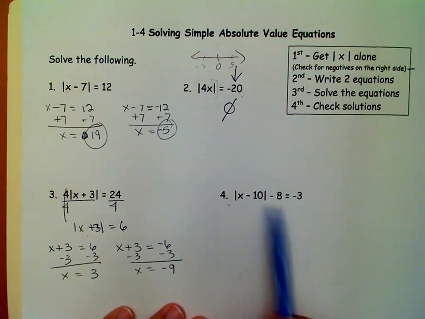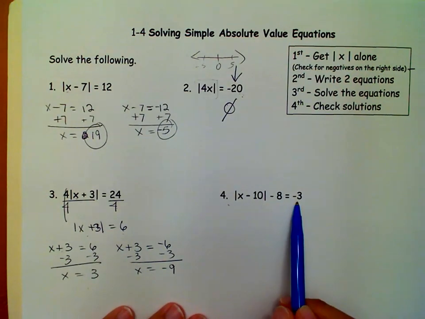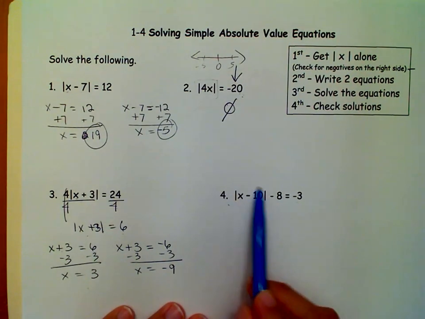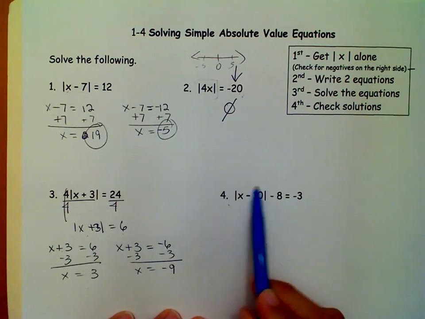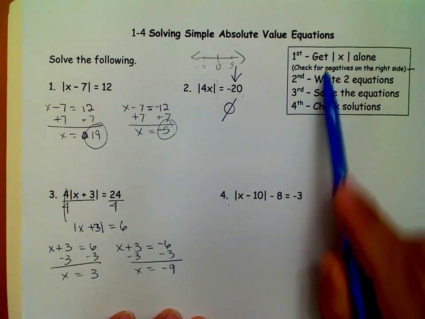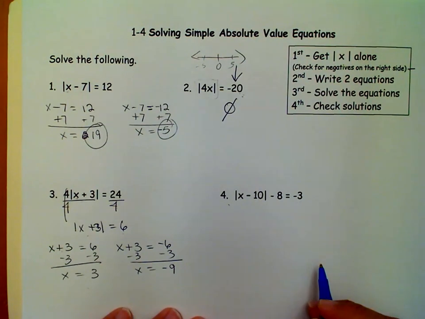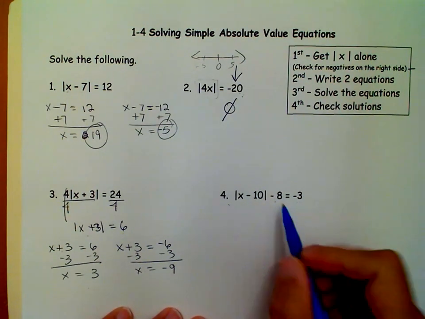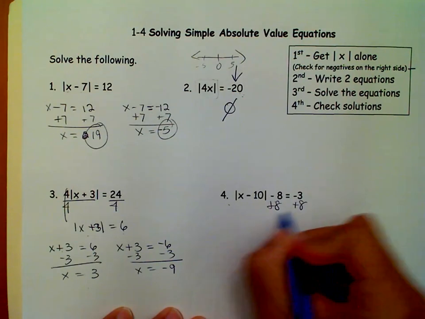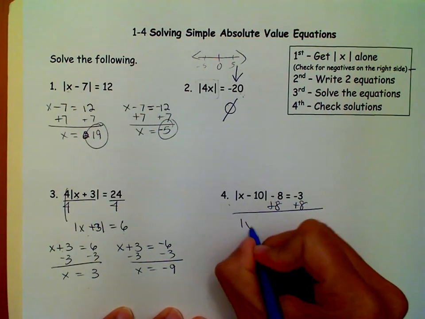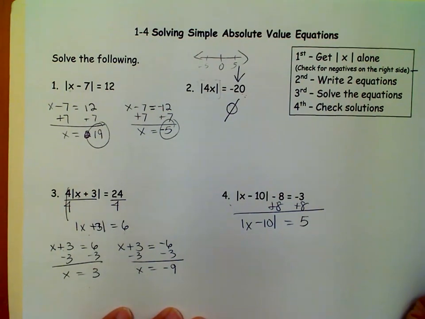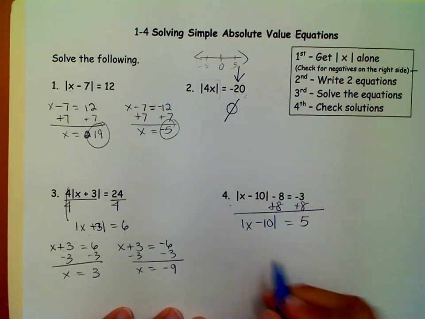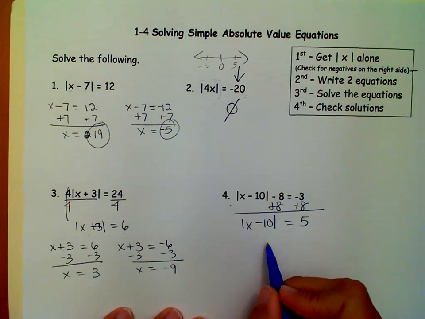Okay, what I want you to notice on this one is that it has a negative sign here, but this is not alone yet. So I can't say, oh, there's no solution because I haven't gotten it alone yet. That's why that's the first step. So be really careful. Some people make a mistake on that. So I've got to get rid of a minus 8, and I do that by adding 8 to both sides. So now I have the absolute value of x minus 10 is equal to positive 5. And notice that there's no negative on the right side when this is alone, so it's not a no solution.